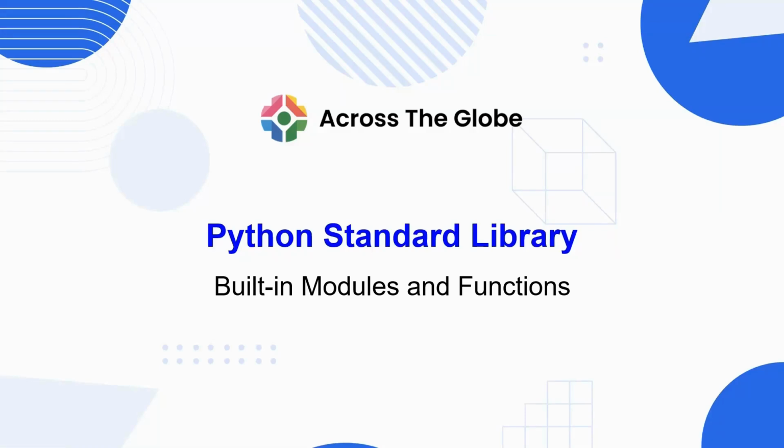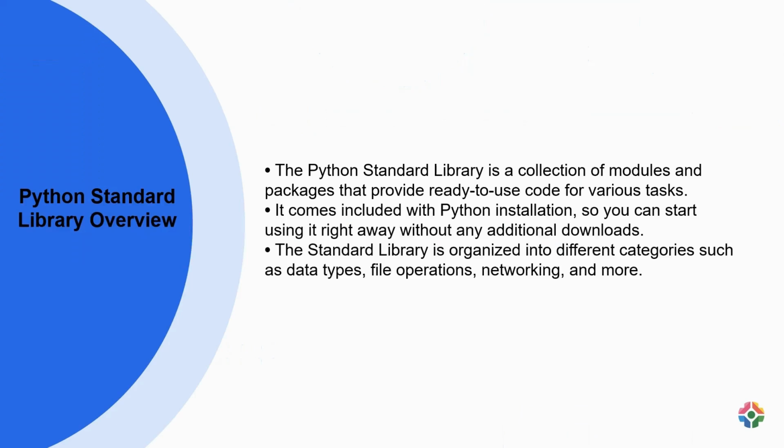Today we will learn about Python Standard Library. The Python Standard Library is a comprehensive set of modules and packages that offer pre-written code for a multitude of common programming tasks. Provided as a core component of Python, users can leverage its functionalities immediately after installing Python without needing to download any extra resources.